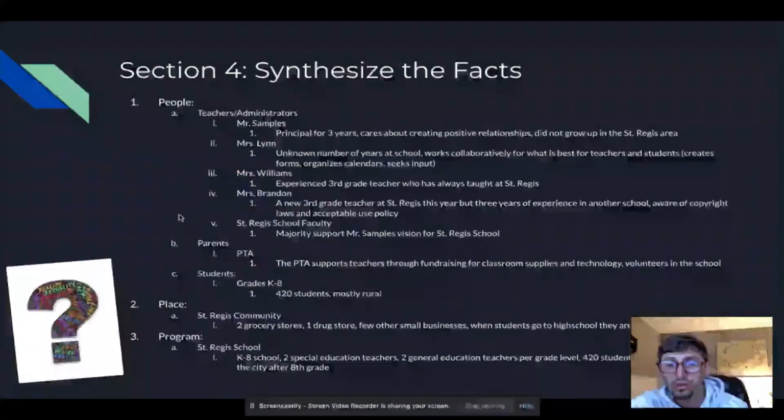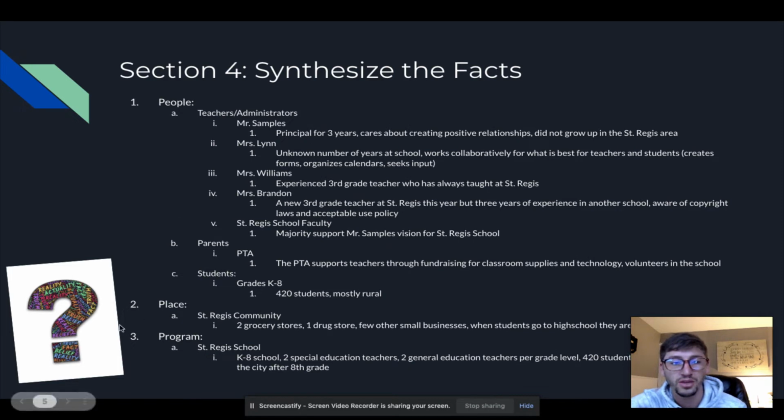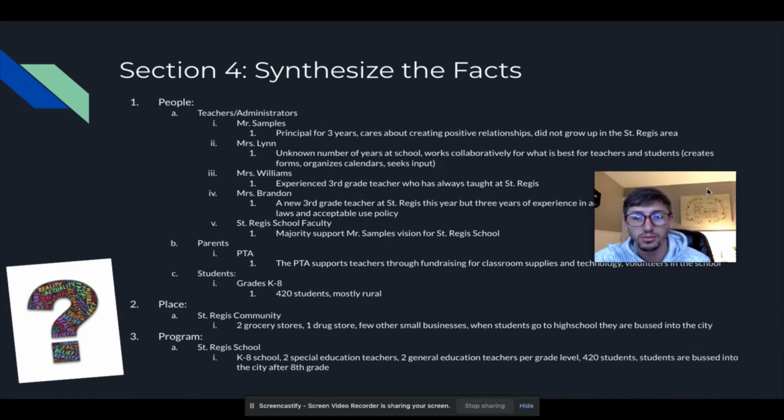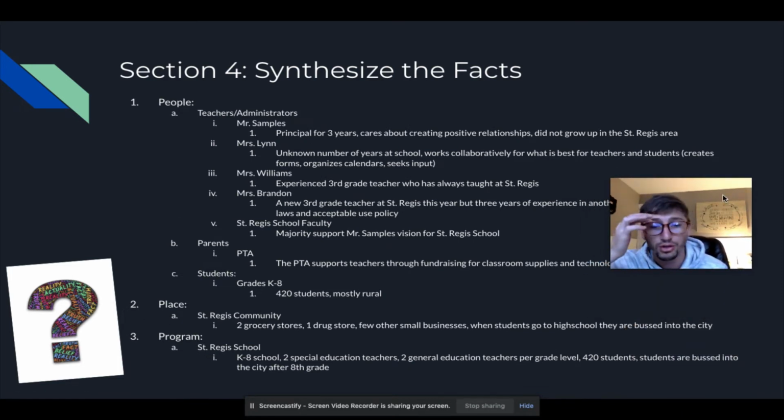And there are 420 students, and most of them live in the rural area of St. Regis community. The place would be the St. Regis community. In the community, there are two grocery stores, one drugstore, and a few other small businesses. It was mentioned that when students go to high school, they do have a long bus ride to the city.